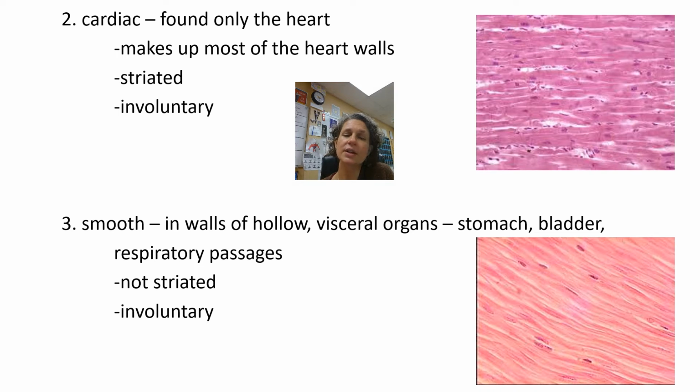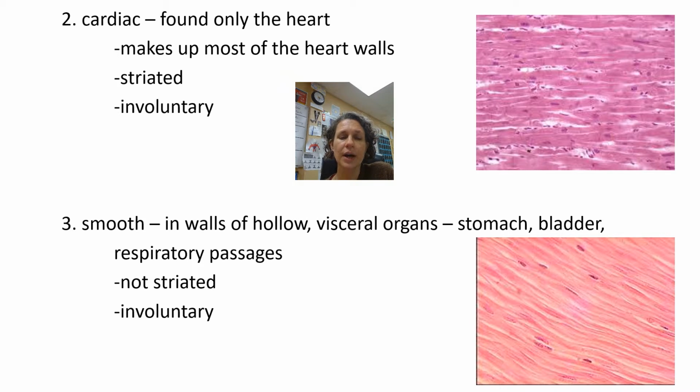These are found in the walls of hollow visceral organs, which is basically like your stomach or your bladder, your respiratory passages, anything that is open, anything that needs to move or contract in any way. These contain or are made of smooth muscle. And so notice the picture is a little bit different. You don't have the striations, first of all, which again, even though you can't see them in that top picture, it's one of the main reasons that the bottom picture looks different.